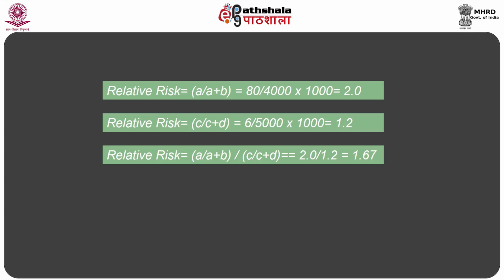2.0. Relative risk equals C divided by C plus D equals 6 by 5000 multiplied by 1000 equals 1.2. Relative risk equals A by A plus B whole divided by C by C plus D equals 2.0 divided by 1.2 equals 1.67.